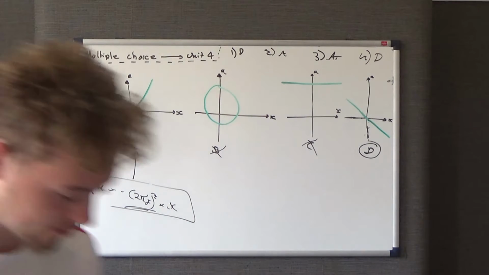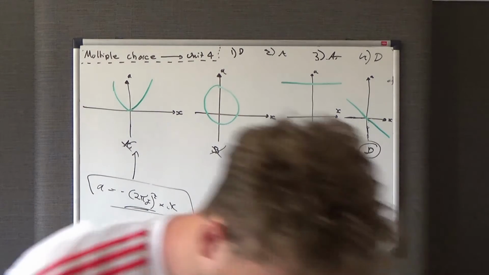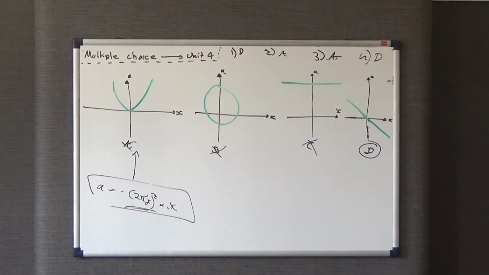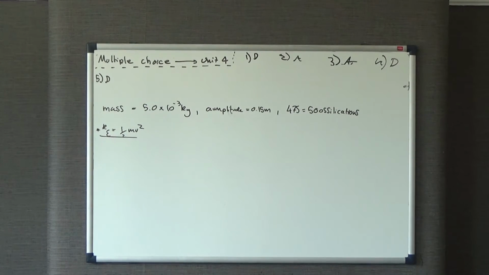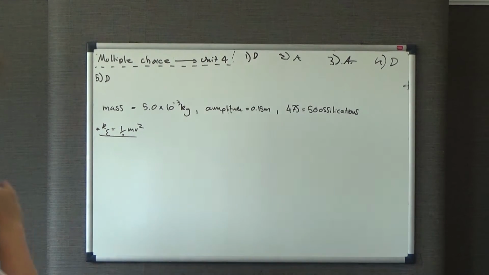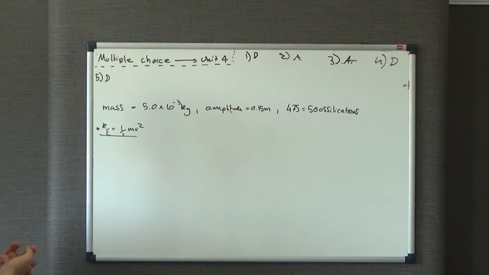Okay, so that's question 5. Question 6 says a part. So this next question, question 6, gives us a bit of information.